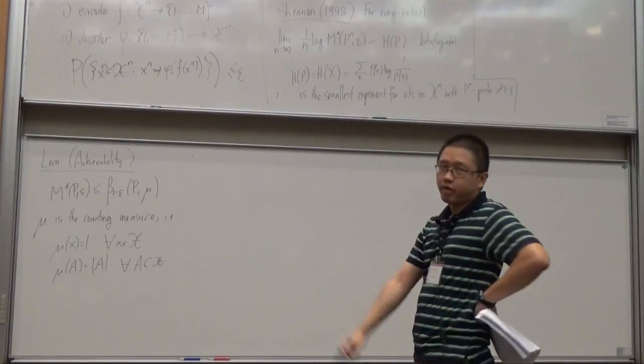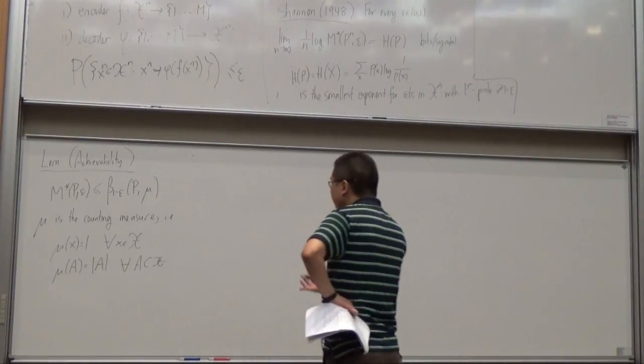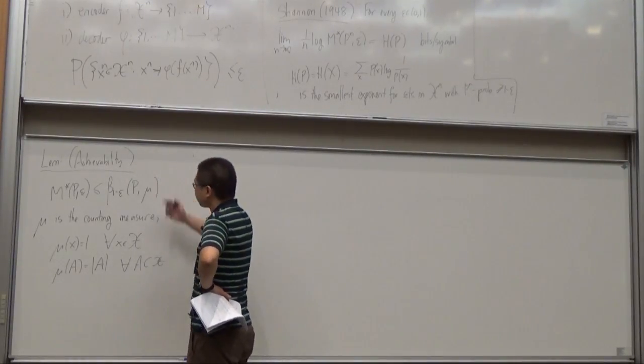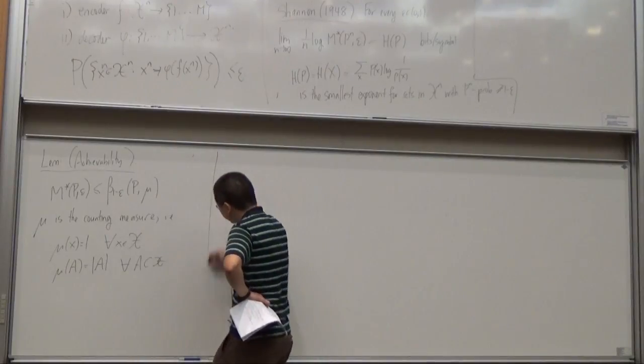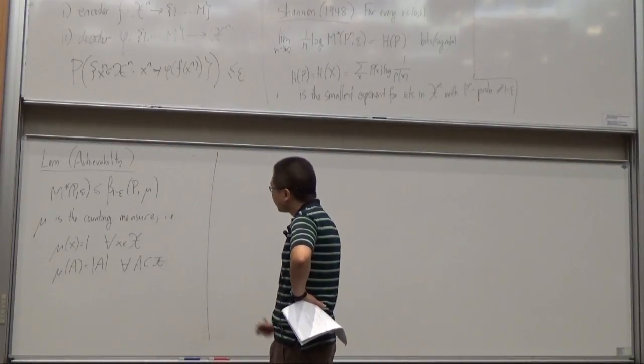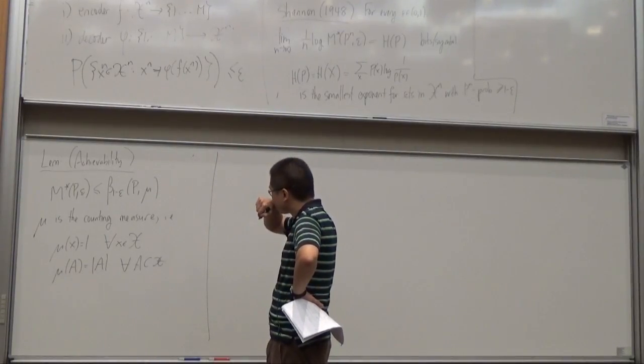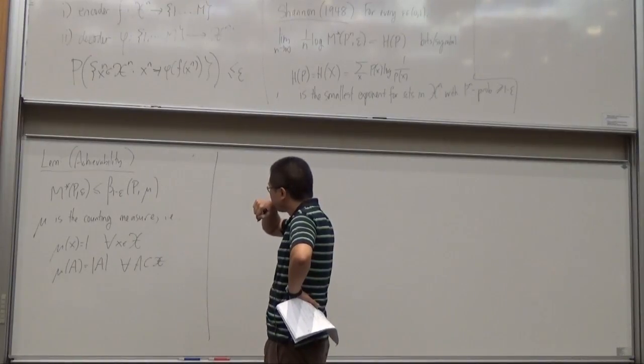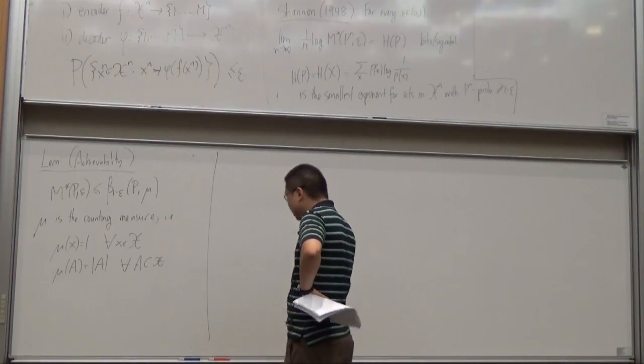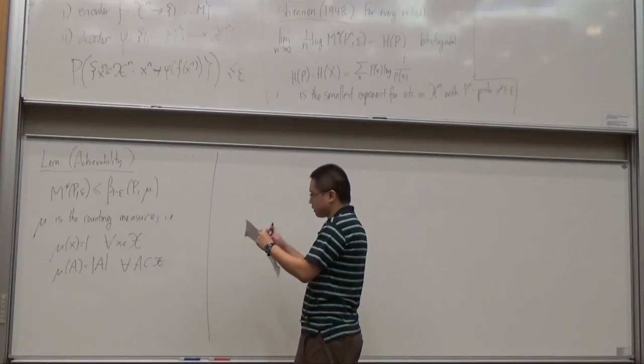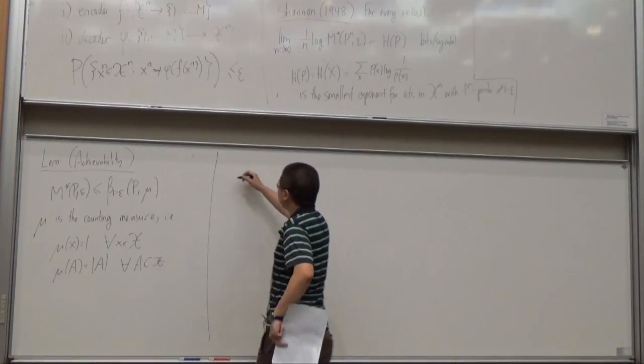So that is an achievability bound. This is something that can be established quite easily. How do we show this? We will show this by some very simple arguments. All right, proof.